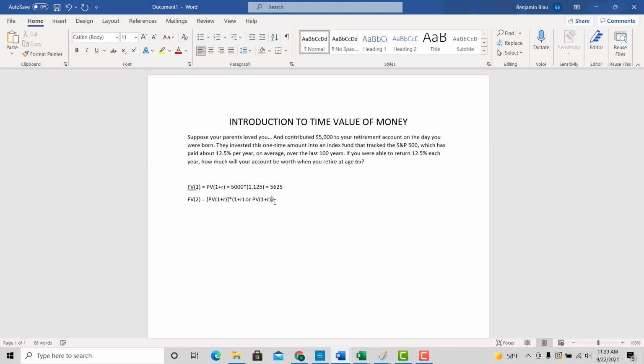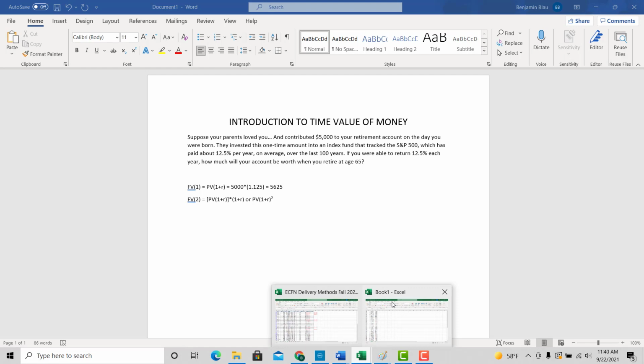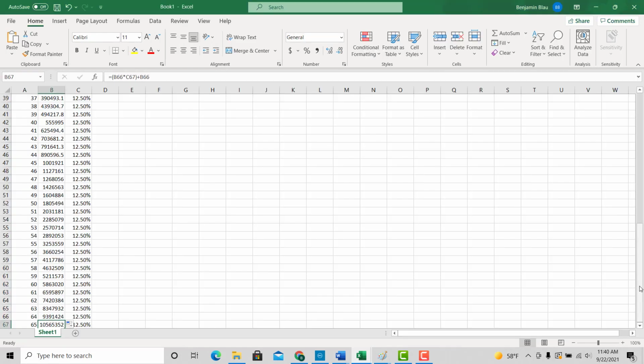Let me superscript this to give you the proper notation there. So the future value in year two is going to be the present value times 1 plus r, which is the future value in year one. And then I'm going to multiply that again by 1 plus r, or I can rewrite that number as the present value times 1 plus r raised to the power of 2. Of course, we know what that is from the spreadsheet. That's going to be $6,328.